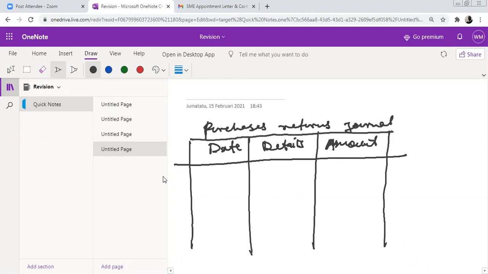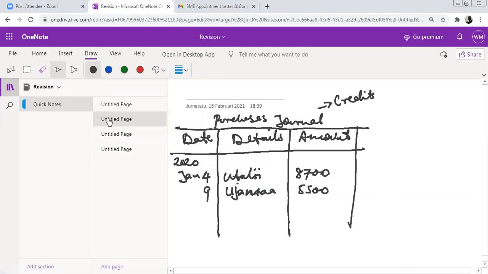So the names that you are going to capture here in the details column must be the people we initially purchased from. We purchased goods from Utalii. If we return those goods to Utalii, they are considered purchases returns. The same case, we bought goods from Ujamaa. Once we return them to Ujamaa, they are known as purchases returns, or returns outwards.